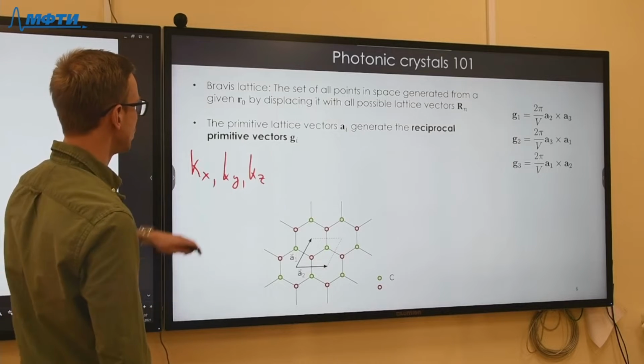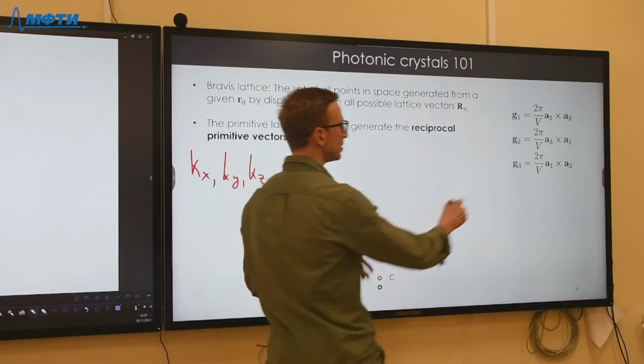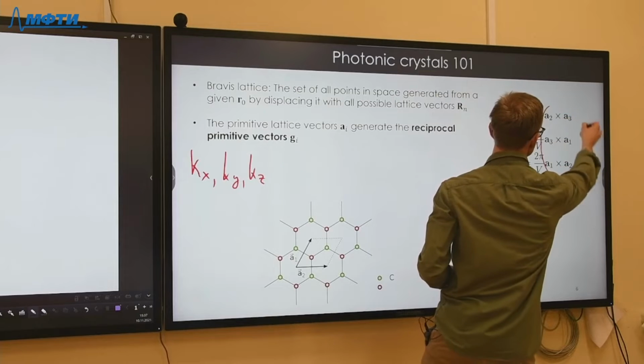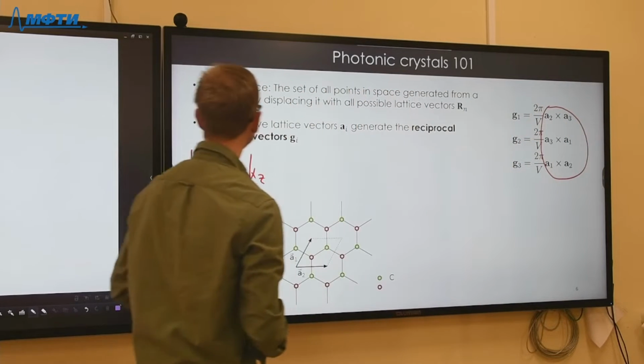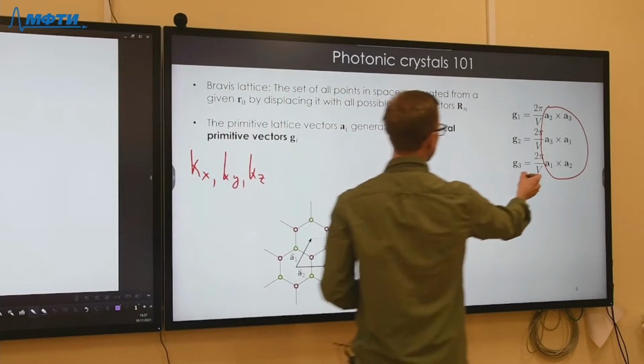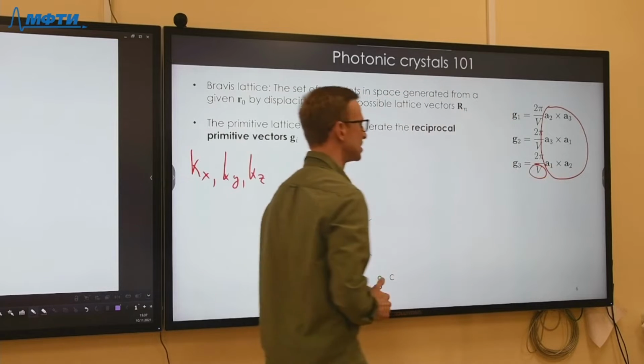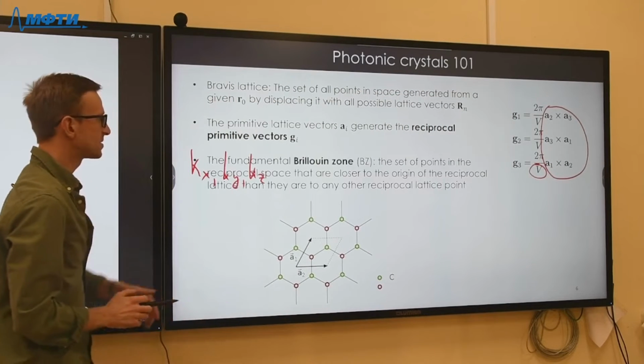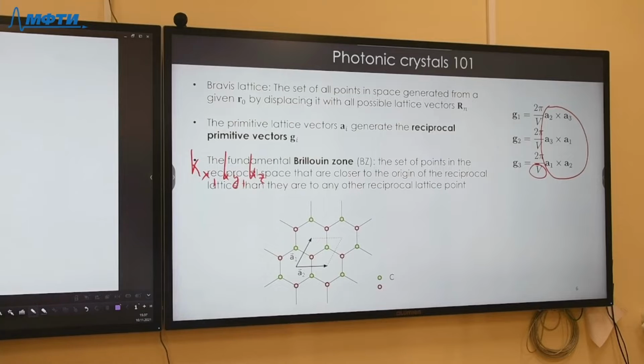And what we can do is, if we have these three primitive lattice vectors, we can define three reciprocal primitive vectors, G1, G2, G3, and here V is the volume of the primitive unit cell. And these vectors define the Brillouin zone, which is a very important concept in periodic systems, in electronic periodic systems, in electromagnetic periodic systems, in any wave periodic systems in general. So what is the Brillouin zone?